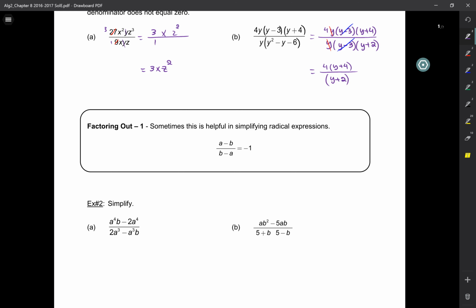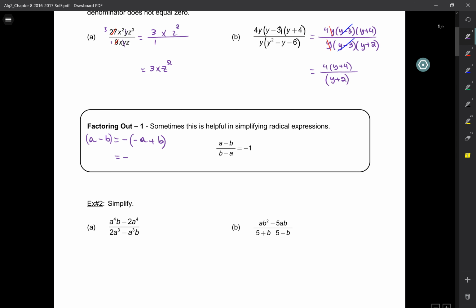Now, sometimes when I have an a minus b in the numerator and a b minus a in the denominator, I can cancel them out. So how does that work? Suppose you have a minus b, right? And suppose I wanted to factor out a -1 out of this, right? So if I factored out a -1, what do I get? What would the a turn into? Negative a, and it would be plus b. Okay? Because I'm dividing both by a minus.